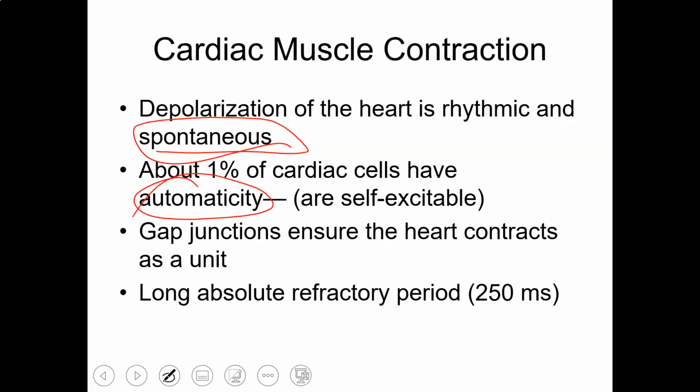But its heart's still beating. Why is its heart still beating? Because those pacemaker cells are on their own. They don't need the brain. Now, the brain has some oversight, but the heart beats by itself.